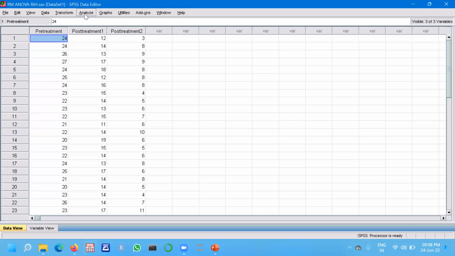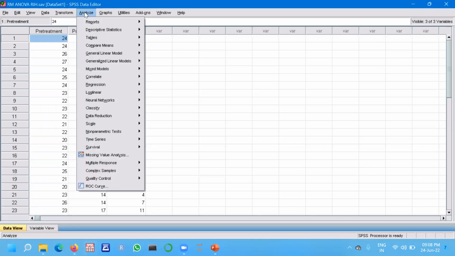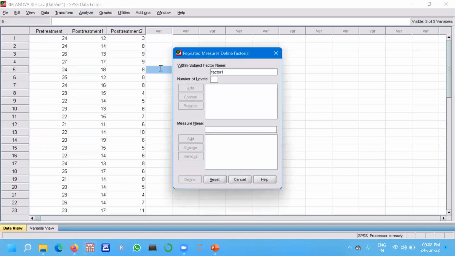So now let us see how to go about it. Analyze, general linear model. In that, univariate is there, multivariate is there. You have to go for repeated measures. Okay. So in repeated measures, within subject factor, factor 1, number of levels, how many levels are there? 1, 2, 3. Pre-treatment, post-treatment 1, and post-treatment 2. So 3 levels. So I am putting 3 here.